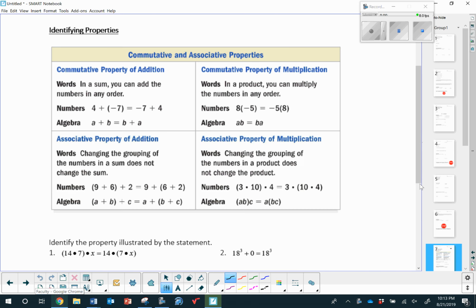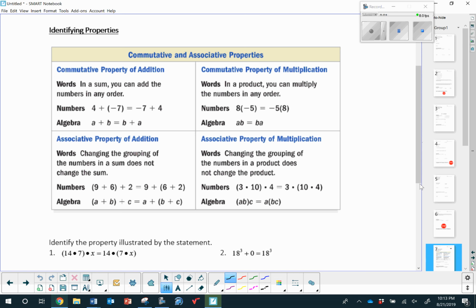as well as the associative property of multiplication and addition. So the commutative property of addition says that when you're adding numbers, you can add them in any order. So 4 plus -7 equals -7 plus 4. So when you have two addends, you can reverse the order and it still gives you the same sum. Same thing with multiplication. When you're multiplying two numbers, the order doesn't matter. Feel free to switch these.